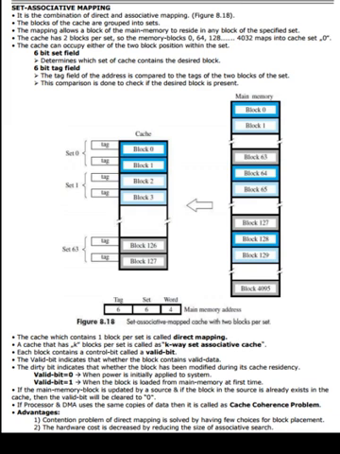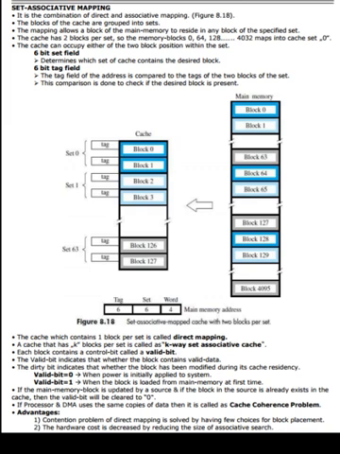If the processor and DMA use the same copies of data, then it is called the cache coherence problem. Advantages: the contention problem of direct mapping is solved by having few choices for block replacement. The hardware cost is decreased by reducing the size of the associative search.